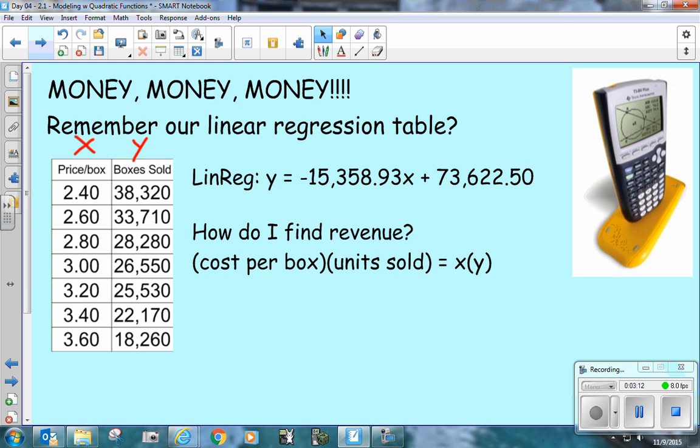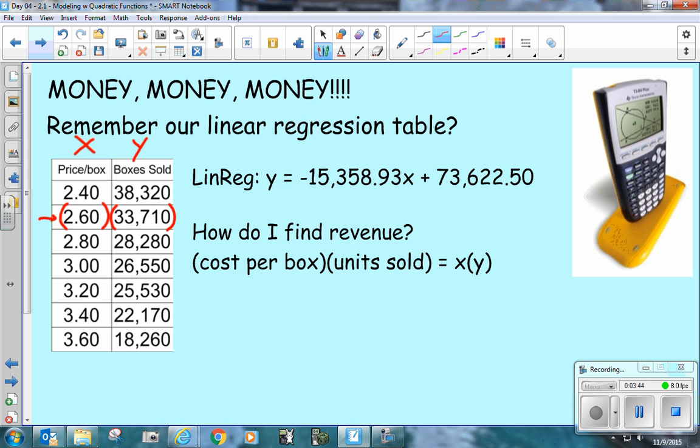If I want to figure out how much money I made when the boxes were $2.60 each, I multiply $2.60 times 33,710. How come? Because I projected to sell 33,710 boxes if they cost $2.60 each. How much money is that? I don't know, I'm multiplying. Each box gets $2.60, so I multiply 2.60 times 33,710.